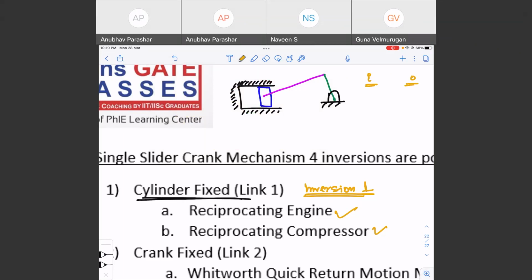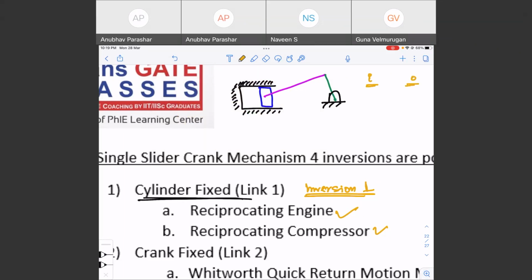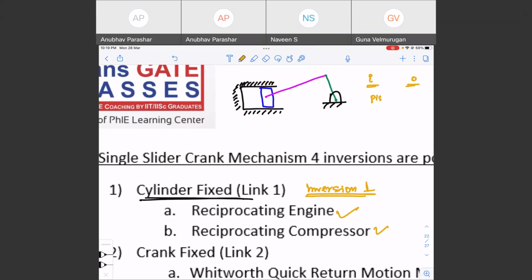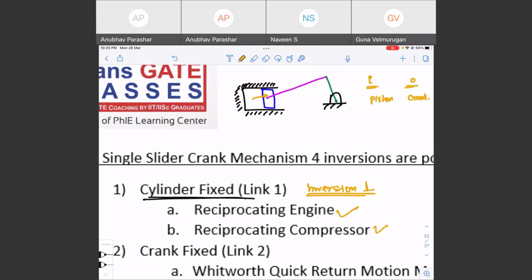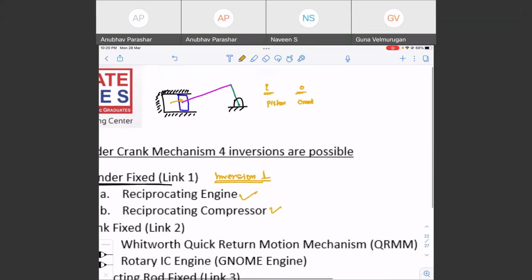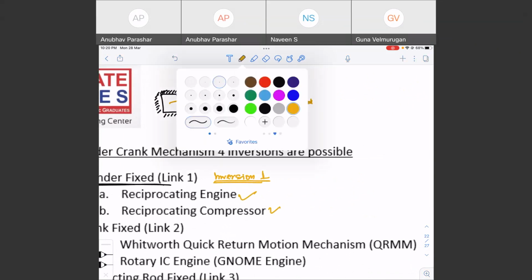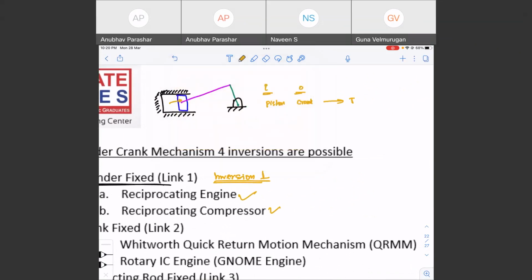Now, if you're giving input to the piston and taking output from the crank, this is nothing else but your IC engine. If the input is this piston, means combustion is happening. Because of the combustion there is pressure on the piston. So the piston is moving forward.